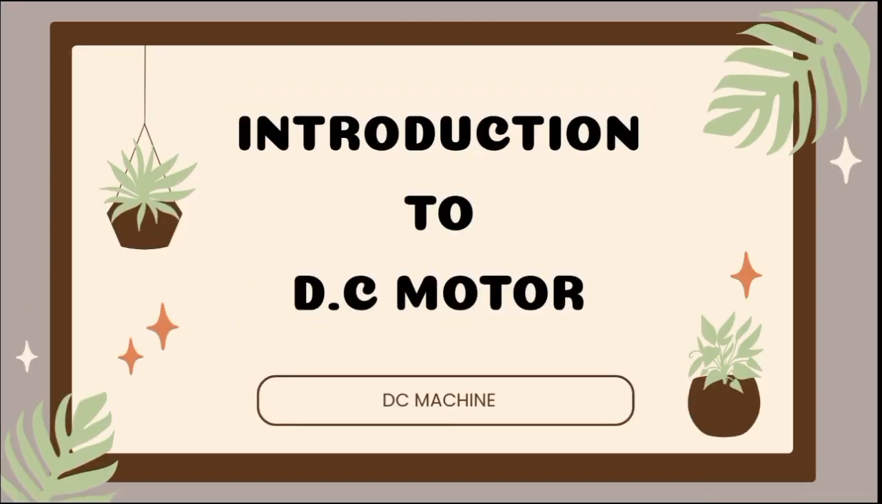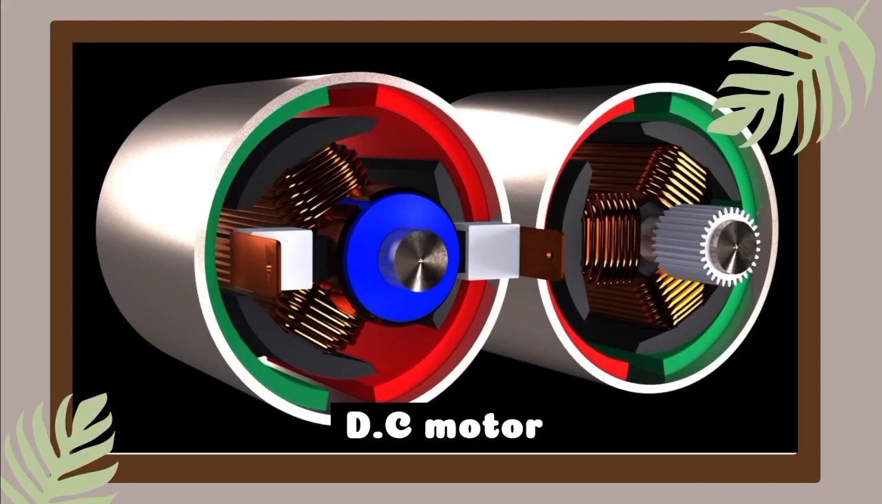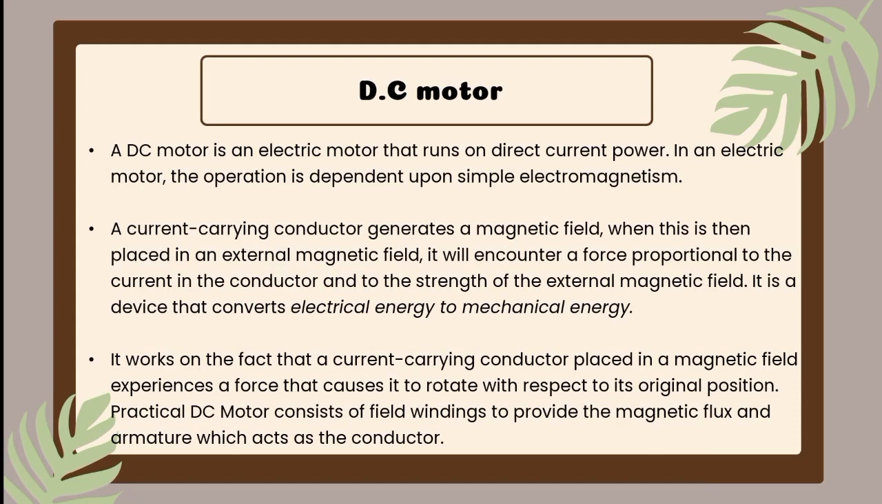Introduction to DC motor. Our topic will focus on what is a DC motor, the different parts of a DC motor, how a DC motor works, and the types and applications of DC motors. What is a DC motor? It says here, a DC motor is an electric motor that runs on direct current power.